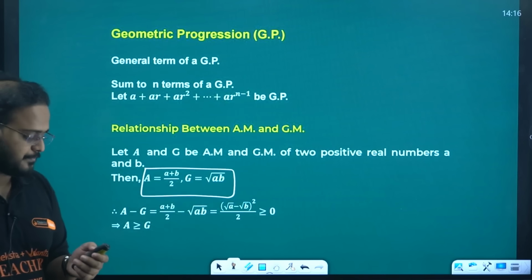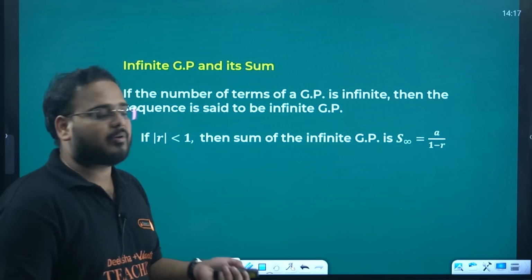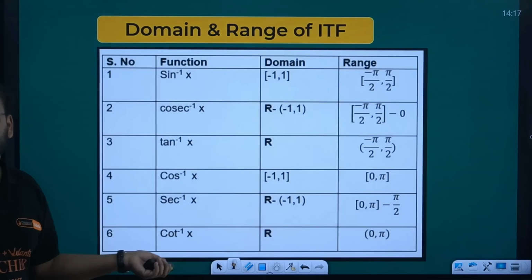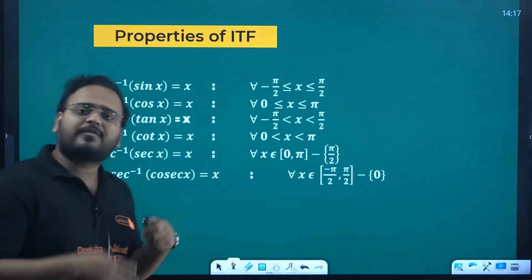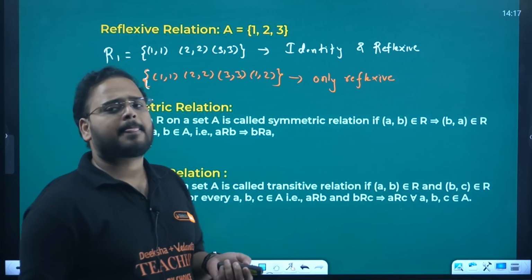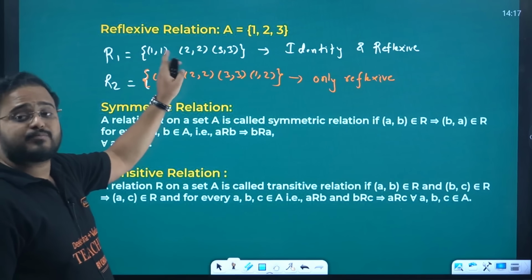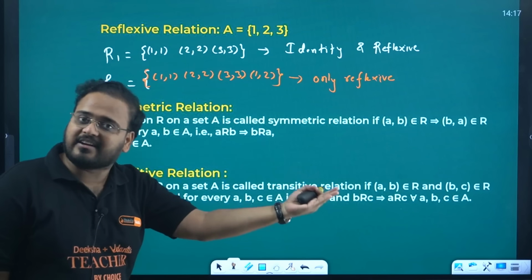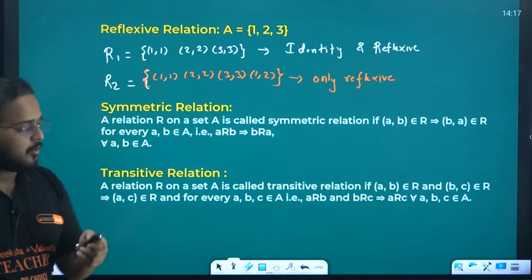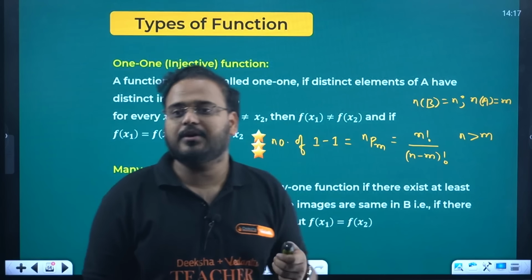Alright guys, infinite terms, formula is there, A upon 1 minus R. So please go through this. As I mentioned, domain and range also I mentioned over here for all the 6 inverse trigonometric functions. So you'll find everything over here, whether it is properties, different types of relations, everything has been discussed. This is a case where it is both reflexive and identity, but when you add something extra, it is no longer identity relation, only reflexive is left. Okay guys, so this is equivalence relation.